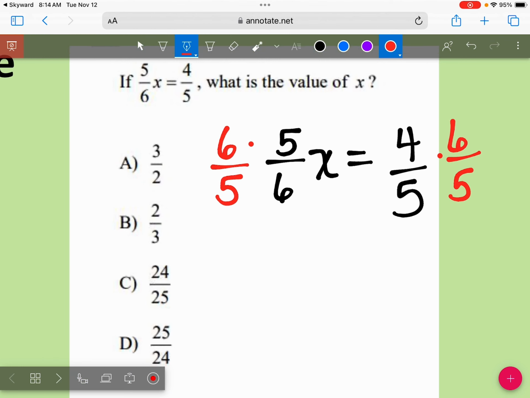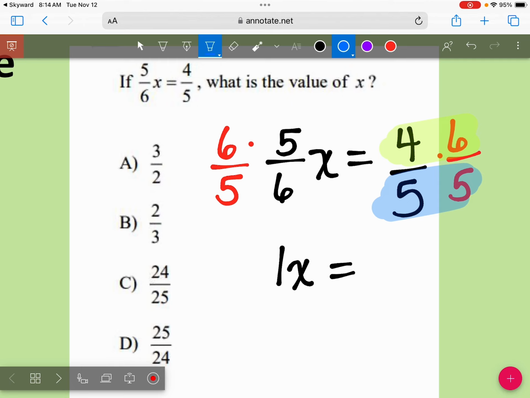So that's going to give you 30 over 30. And 30 divided by 30 is 1. And then you're going to take your calculator if you need to, multiply 4 times 6, multiply 5 times 5, and leave your answer as a fraction. And choose which one would be the correct answer, A, B, C, or D.